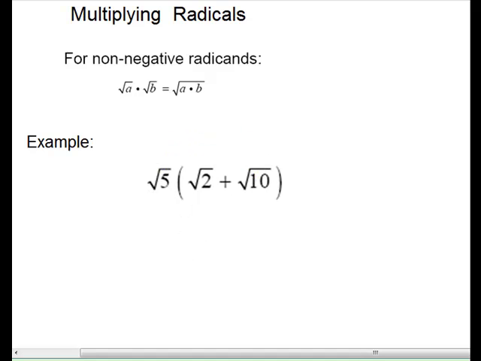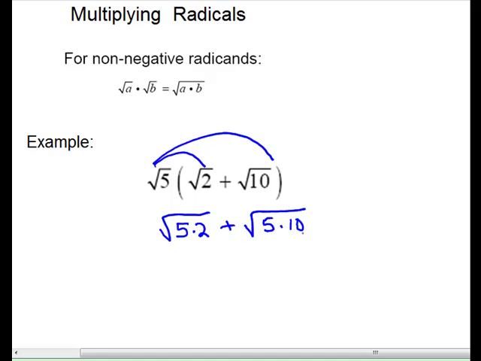Here's another example. And we will distribute square root of 5 times the square root of 2 and square root of 5 times the square root of 10. So square root of 5 times the square root of 2, we'll put them under one radical. And square root of 5 times the square root of 10. We can break the 10 down. For the first one, nothing simplifies for us, so it's just going to give us square root of 10.